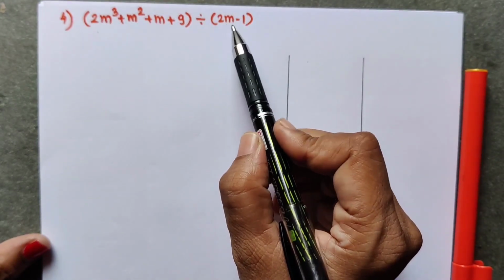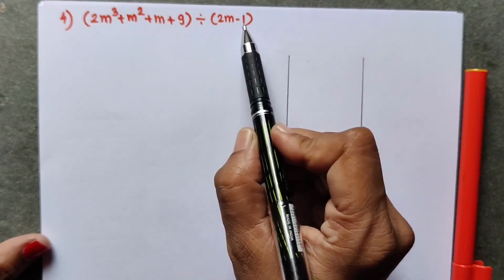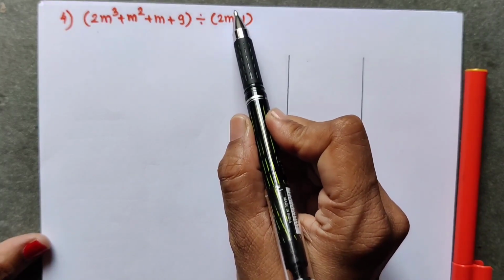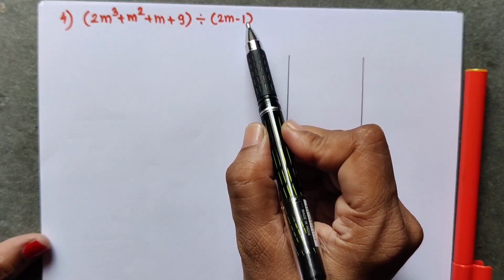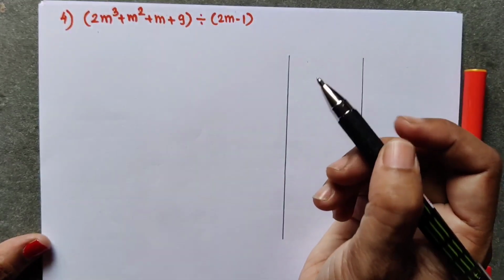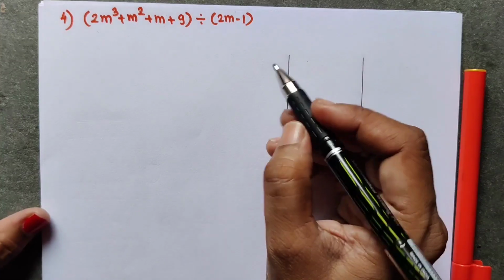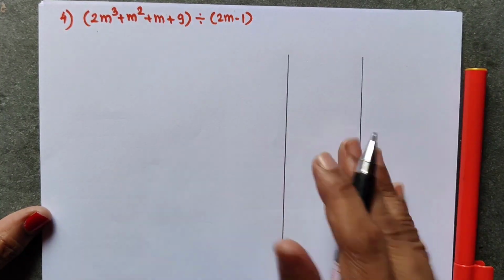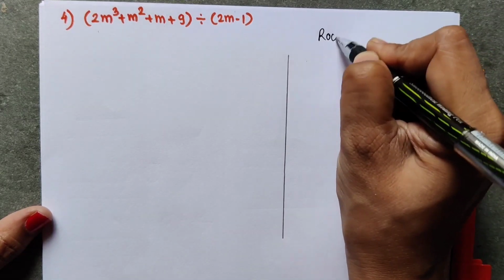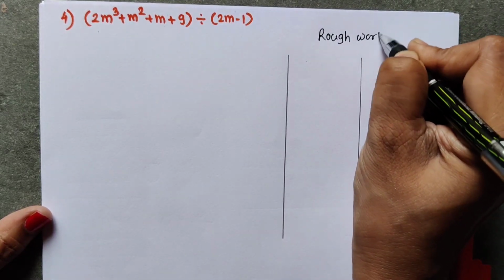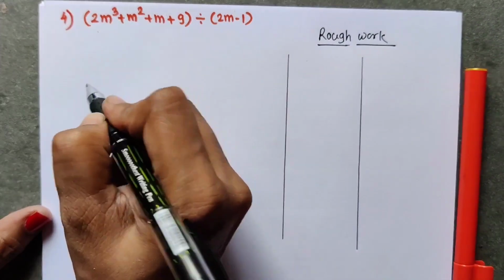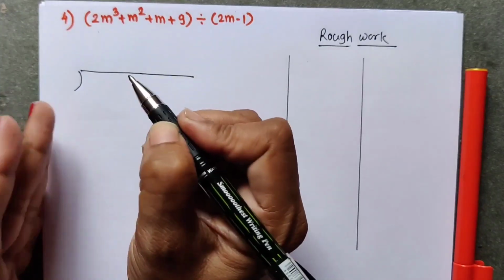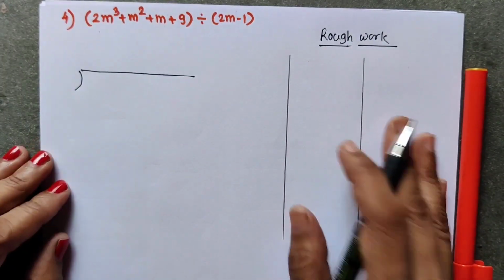Now let us check the divisor terms whether they are in the proper order of the index or not. Here m raised to 1, nothing is there means 1, and here no variable means 0. So 1 and 0, it is also again the proper order. So let us start solving this sum. As you all can see, here I have made 3 parts, 2 parts for rough work. And the main method I am going to do on the left hand side as usual, and on the right hand side I will do my rough work.